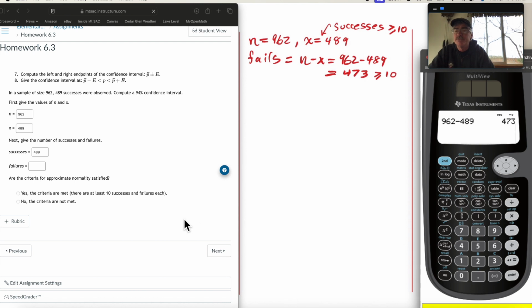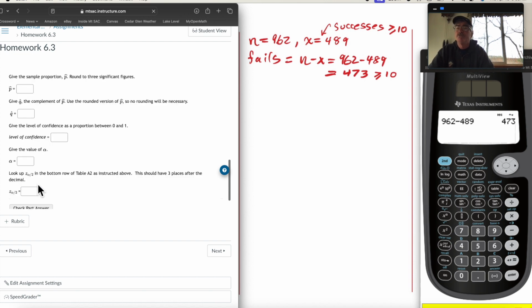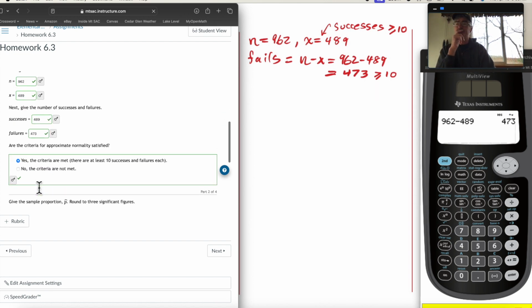Okay, so let's see here. The fails, 473. Okay, and because those are both bigger than 10, the criteria are met, at least 10 successes and 10 failures each. So go with that. Should be okay so far.